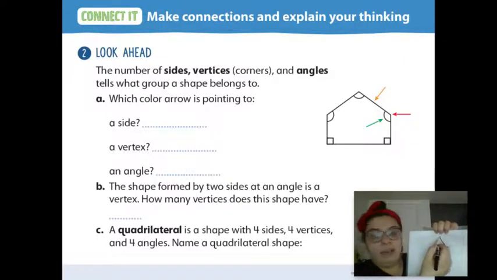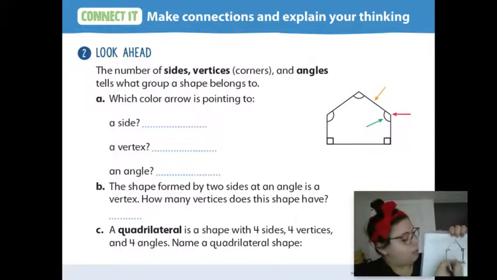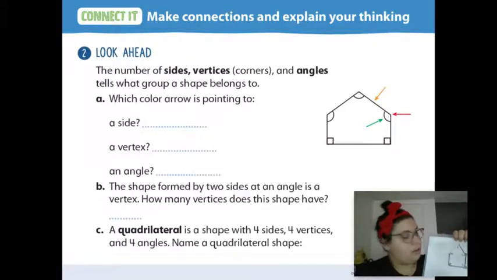So this side came together to make a vertex, so that's one vertex. If you come over here, two sides came together to make another vertex. Here's another vertex. Down in this corner, two sides came together to make a vertex. And right over here, two sides came together to make a vertex.